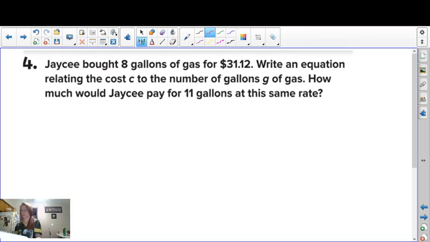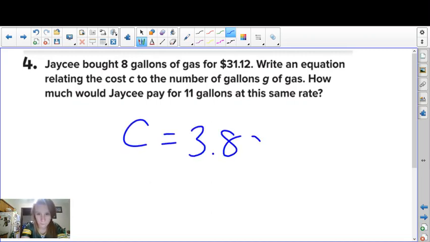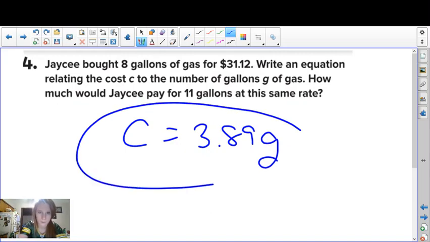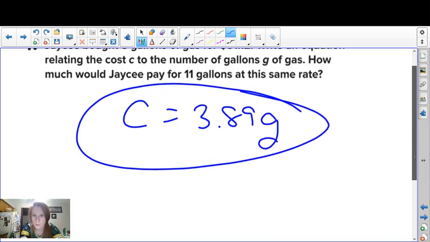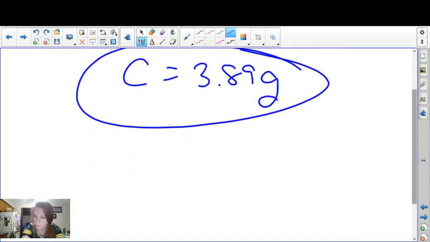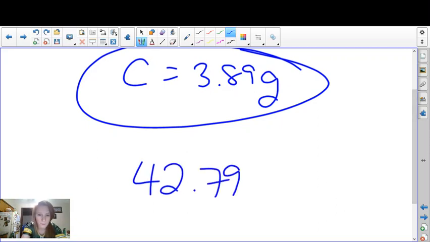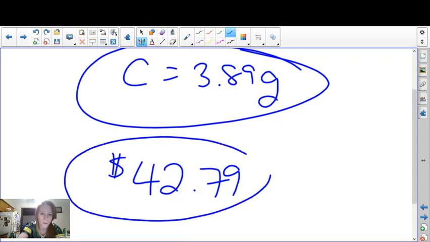All right, I want you to try this one. It's exactly the same way. And then we will do the last one together. So the cost is equal to $3.89 per gallon. And for 11 gallons, he pays $42.79.